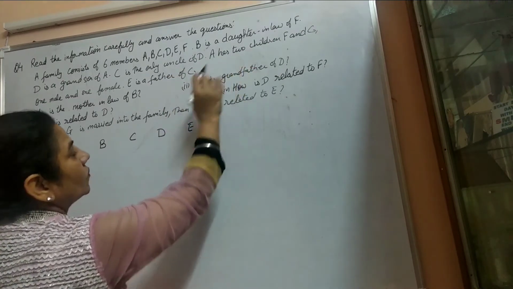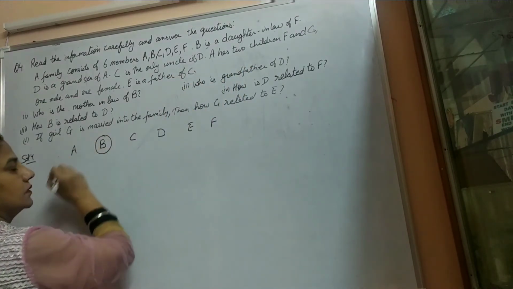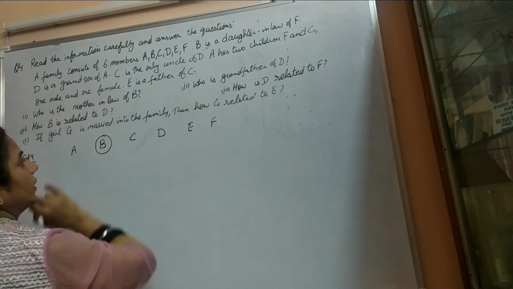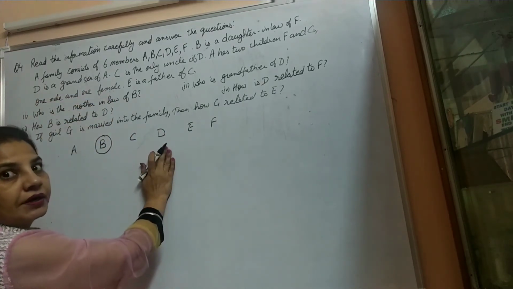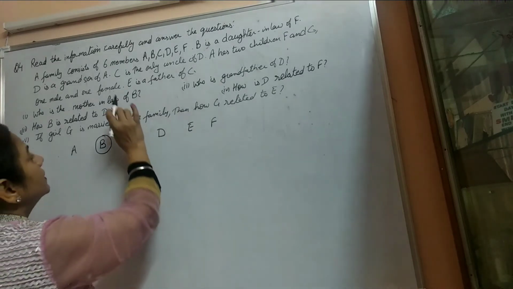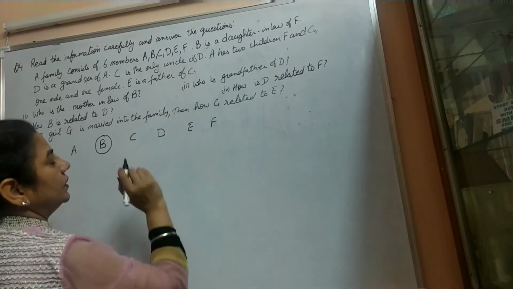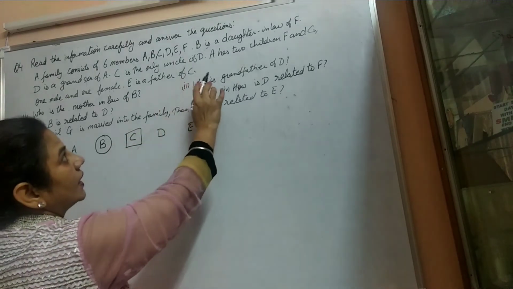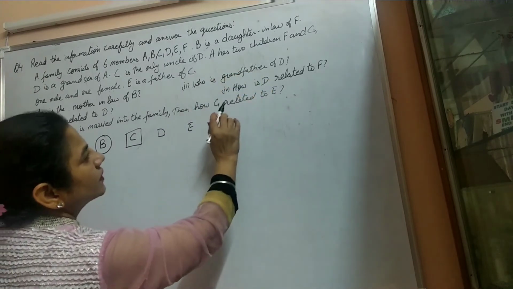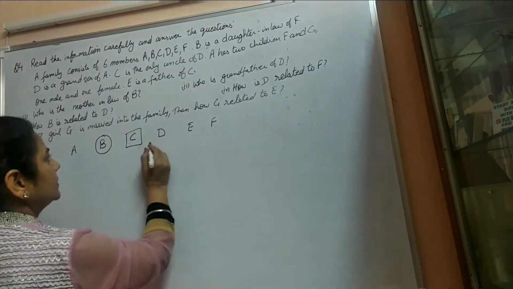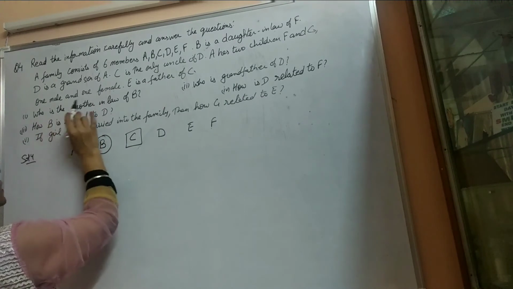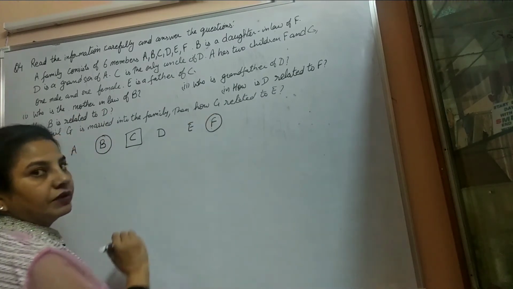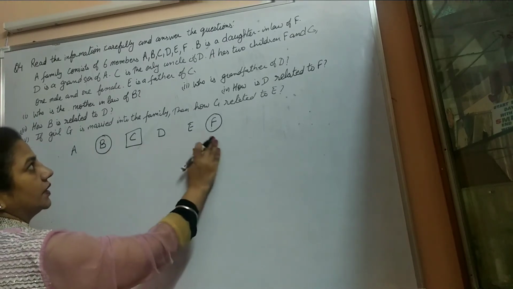B is daughter-in-law of F. That means B is a girl, female. D is a grandson of A. No information regarding D and A, let it be. C is the only uncle of D. That means C is a male character. A has 2 children, F and C, 1 male, 1 female. If C is male, then F is female, because A has 2 children, C and F.